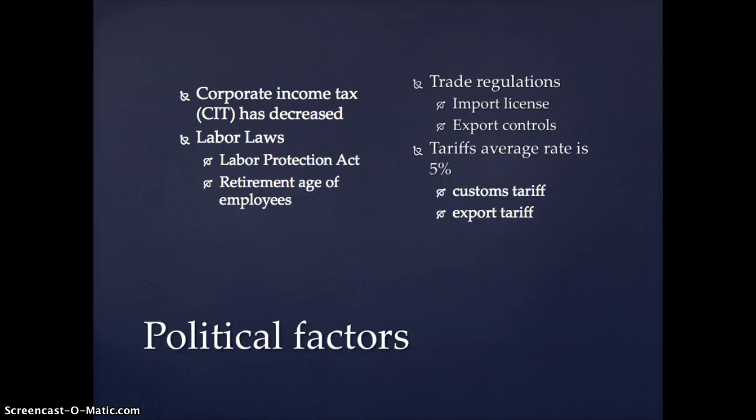Also, for tariffs, Thailand's average tariff rate is 5%. There's two different sections. There's the customs tariffs, which covers about 2,000 items, as well as the export tariffs, which is imposed upon only a few items such as rice, rawhide, rubber, wood, raw silk, iron scrap, and powdered fish.